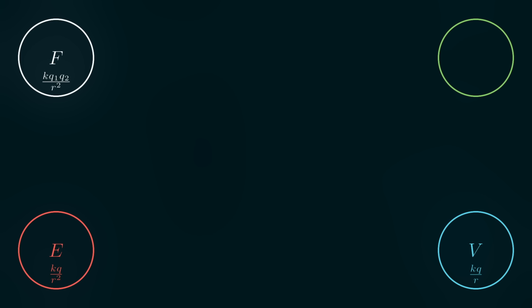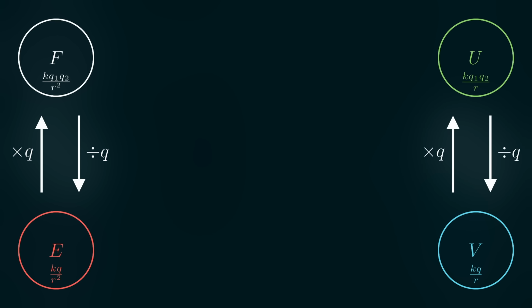And potential energy is the ability of some object to do work. So when you push something against a force field, you create potential energy because now it can move through the force field. We can get between electric field and force by adding or removing a charge. So we end up multiplying or dividing by Q. We can get between voltage and potential energy by adding or removing a charge. So again, multiplying or dividing by Q.